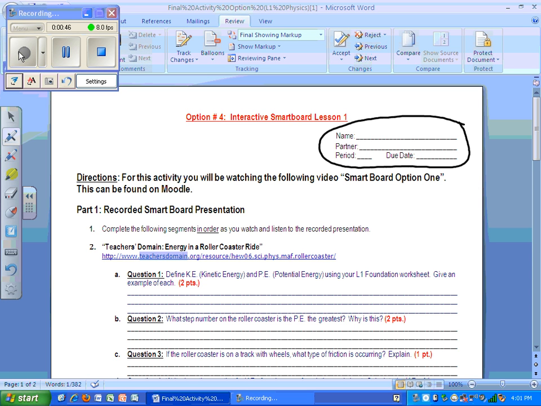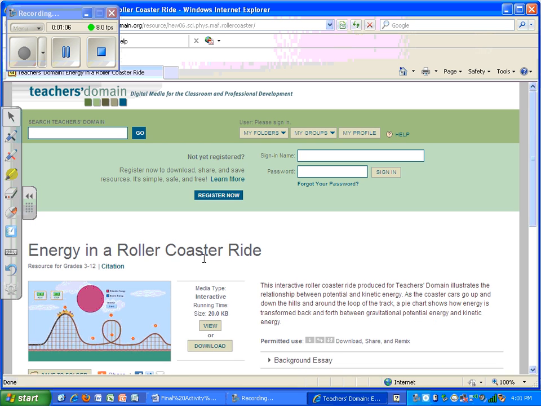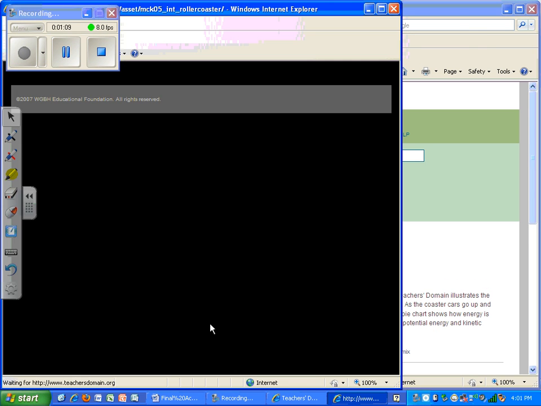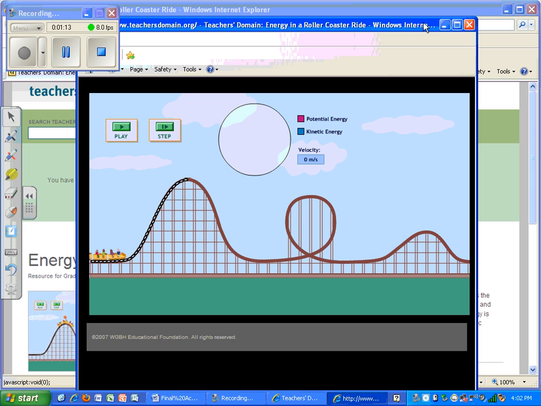Okay, so first, number 1, we want to complete the following segments in order as you watch and listen to the recorded presentation. So, as you can see in number 2 here, we're going to go to Teacher's Domain, Energy in a Roller Coaster Ride. Okay, and now as the interactive loads, we're going to view it. And as you can see, this is a roller coaster.